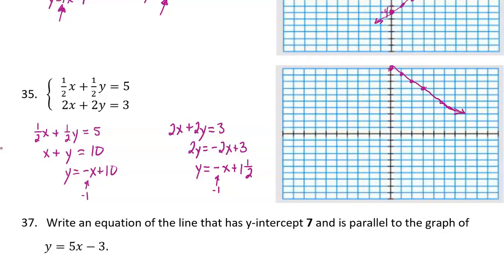Okay, now the second equation. It's touching the y-axis at 1.5. Where is 1.5? So here's 1, and this marks 2. Where's 1.5? It's halfway between the 1 and the 2, so you put your dot there.